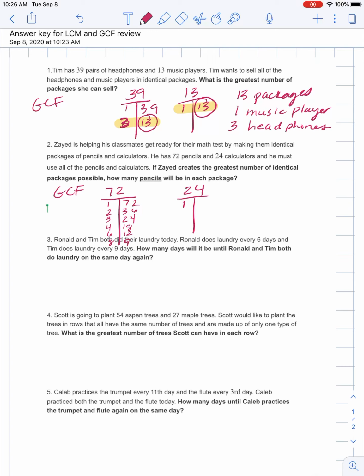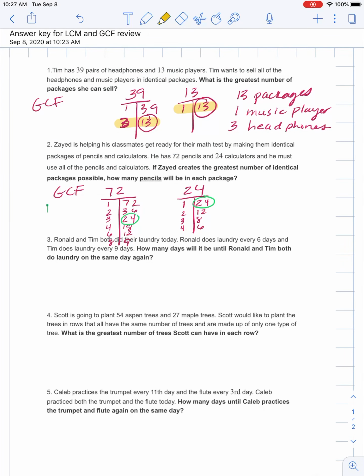And then for 24, we've got 1 and 24, 2 and 12, 3 and 8, 4 and 6, and that is it. So our greatest common factor here is 24. Here, we'll circle that, right? That's the biggest one they have in common.